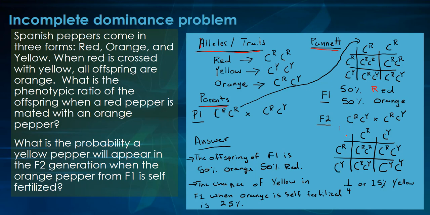Again, Punnett squares are incredibly powerful. They can help us predict the chance or the probability of getting different offspring. Okay, let's see what we learn next.